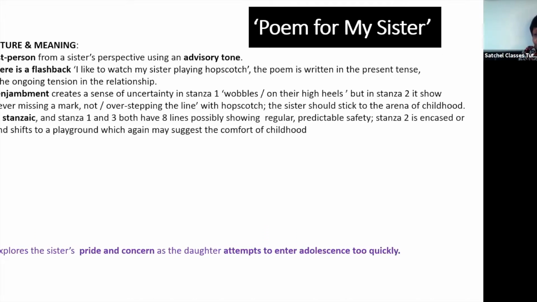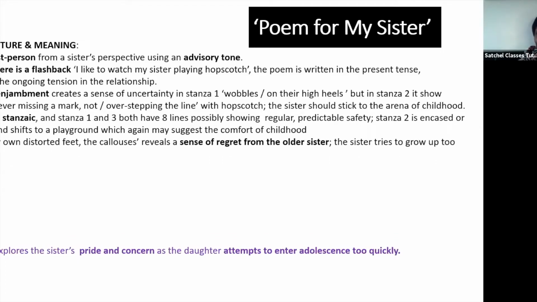Unlike Mother to Daughter leaving home, this poem is stanzaic. That means it has stanzas or paragraphs: 3 stanzas. Stanzas 1 and 3 are 8 lines long, and perhaps they show regularity, predictability, safety. Stanza 2 is encased or cocooned in the middle, and it shifts to a playground. And again, that may well show the comfort of childhood because it's in the middle of both of those stanzas.